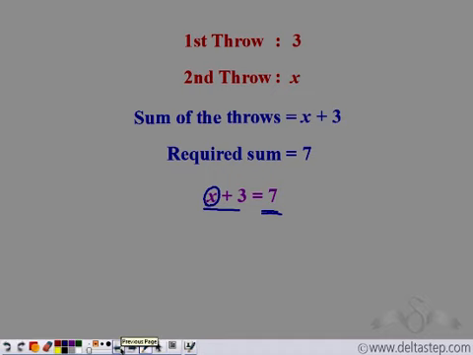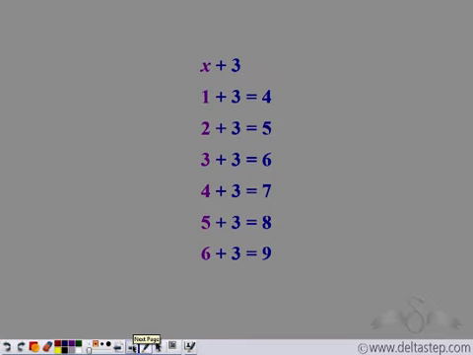The value of x can be from 1 to 6 because it is the number which will appear on the second throw of the die. So it can either be 1, 2, 3, 4, 5 or 6, any one of these values. So if the value of x is 1, the value of x plus 3 is 4. If the value of x is 2, the value of x plus 3 is 5, and so on. But we require that value of x plus 3 which gives us 7.